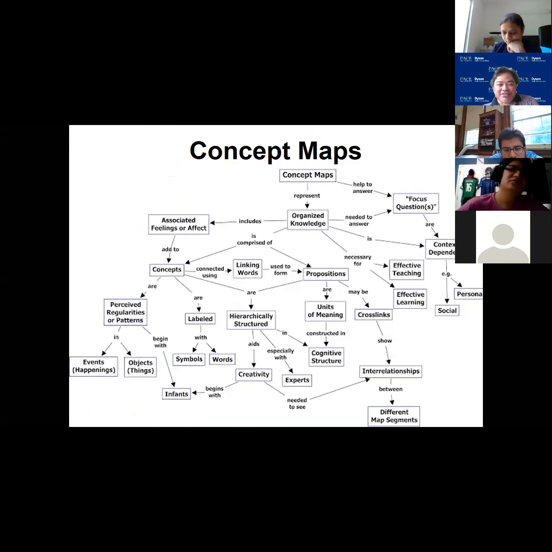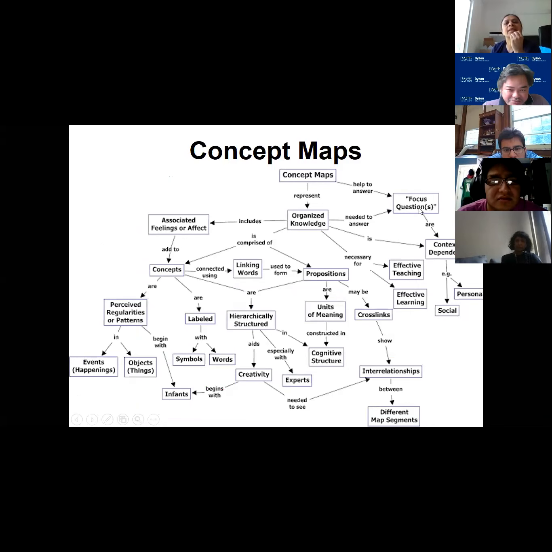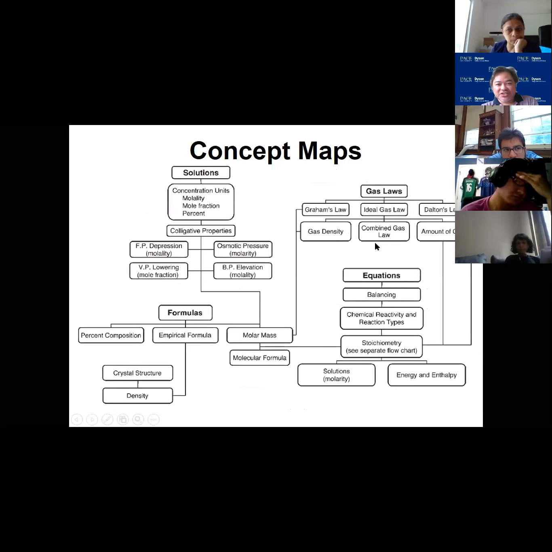You can also have a concept map like this. Concept maps represent organized knowledge, or concept maps help to answer a focused question. The organized knowledge should include past associated feelings or affect added to a given concept. So here, it becomes a little bit more complex. This is just a concept map wherein you can relate different concepts in chemistry.